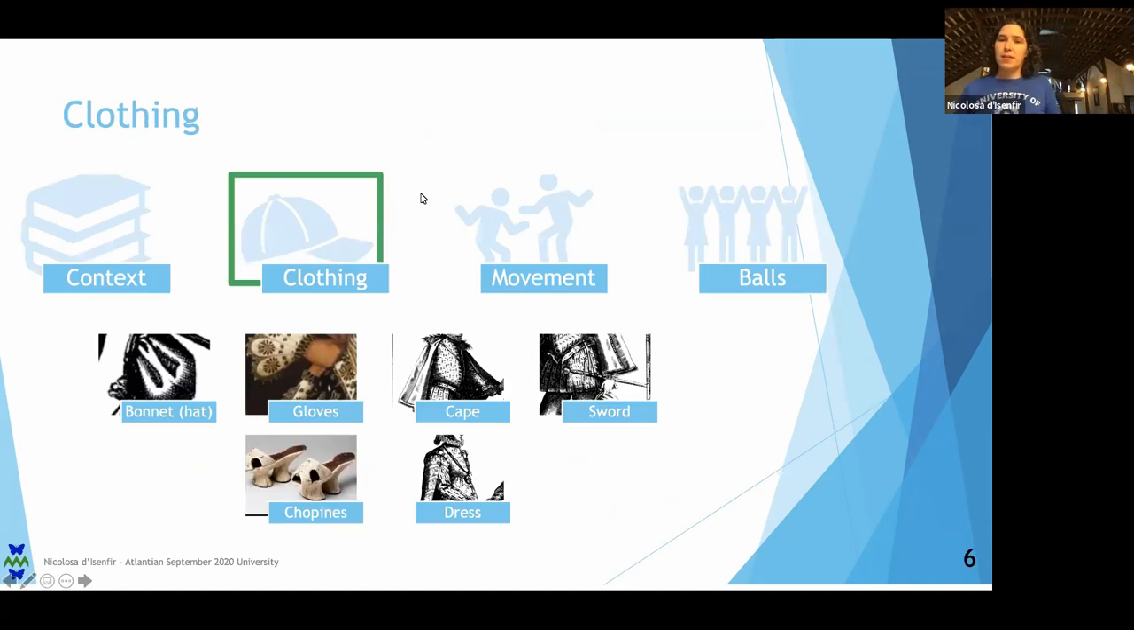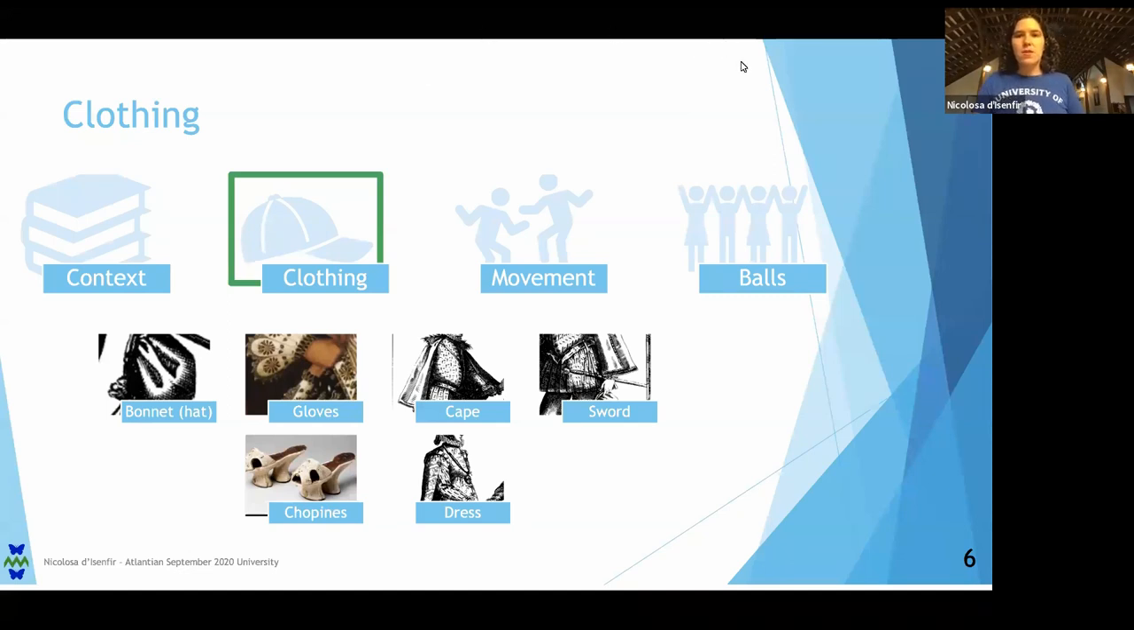Let's talk about clothing. There's a lot that goes into this, and I found these the most joyful because for a lot of folks who are not dancers, the rules about the steps will maybe not resonate as much. So let's talk clothing. I'm going to go through four sets for men, the hat, gloves, cape, and sword, and then two for ladies, chaupines and dress.